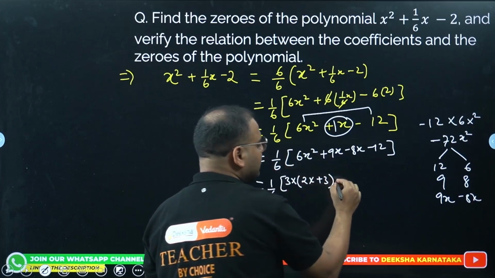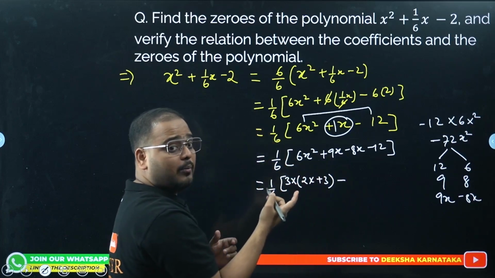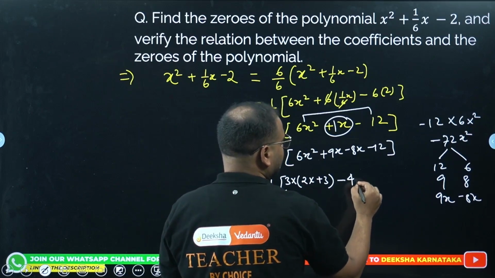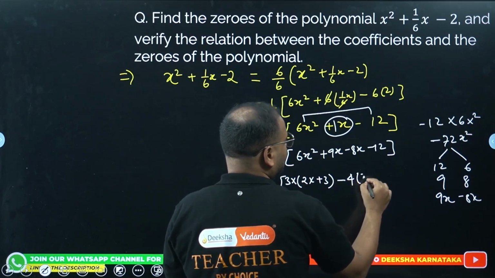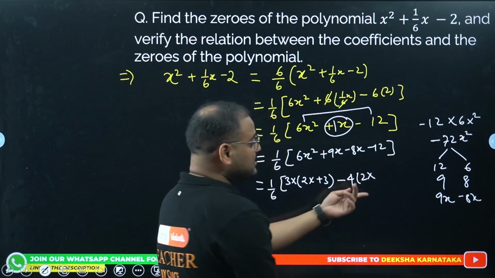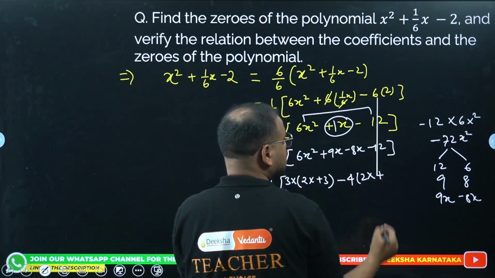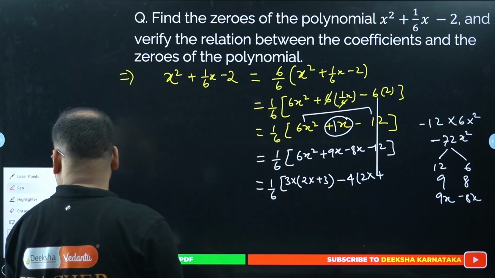Over here, what is common, sir? A negative sign is common and 4 is common. 4 into 2 is 8 and 4 into 3 is 12. So let's take 4 common. So we'll have 2x. And what is left here? Plus or minus? Plus.